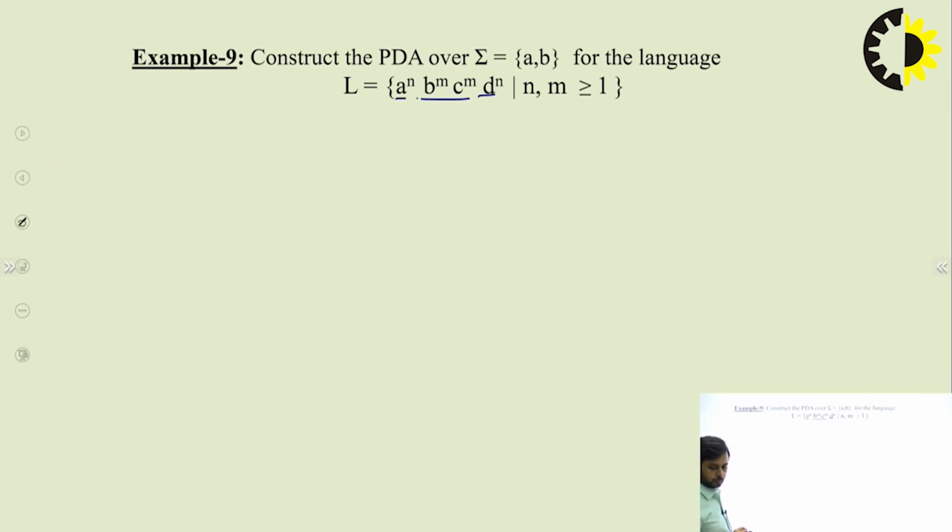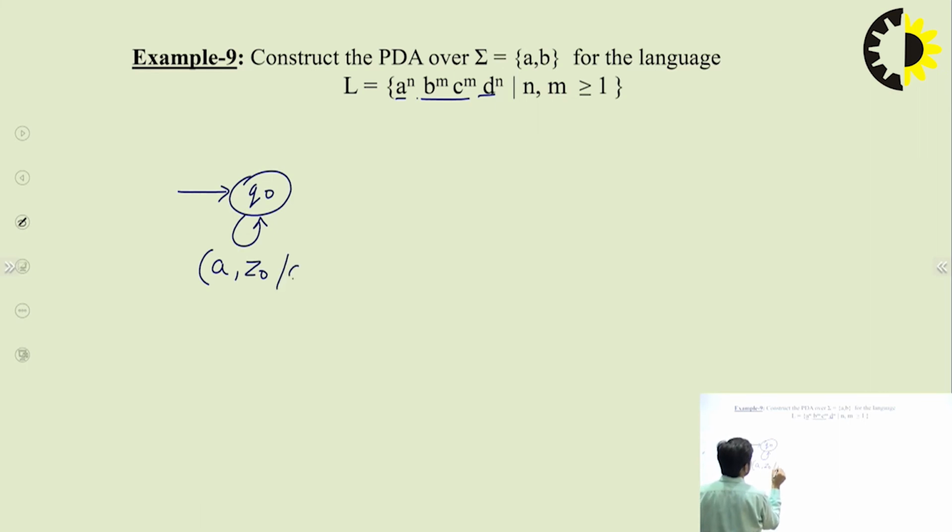Okay. Now I am at state Q node. When the input is A, the top of the stack is Z node, we push A Z node. The input is A, the top of the stack is A, we push A. Now all A will be pushed.